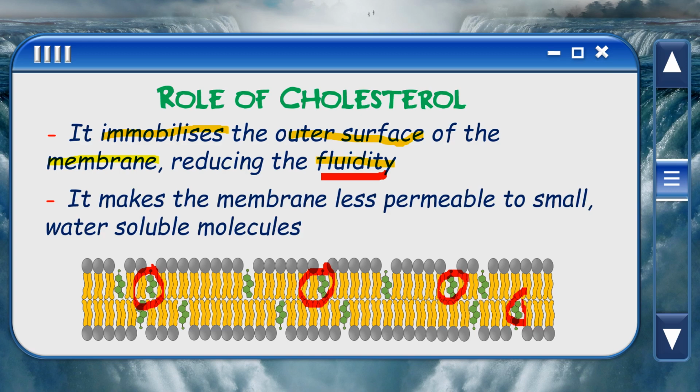And it makes the membrane less permeable to smaller water-soluble molecules. Because we have our cholesterol embedded in the tails of the phospholipid and reducing the fluidity of the membrane, this makes the membrane less permeable to all the small water-soluble molecules.